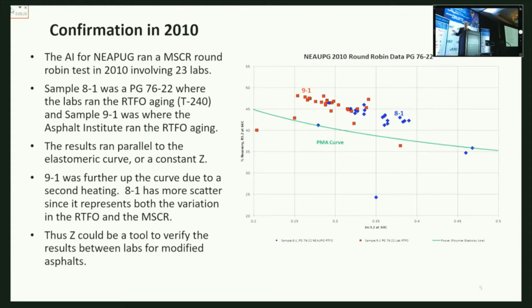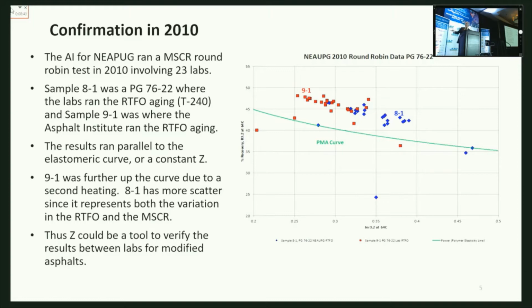When the labs were given the sample, the original binder had to run it through the RTFO and then run the test. It's still parallel, but a bit lumpier, because now you're having two variables, the variability of the RTFO oven, the variability of testing. This really just shows the testing.